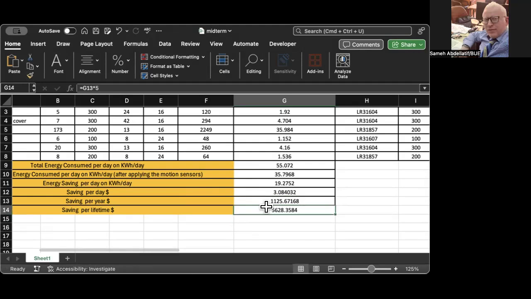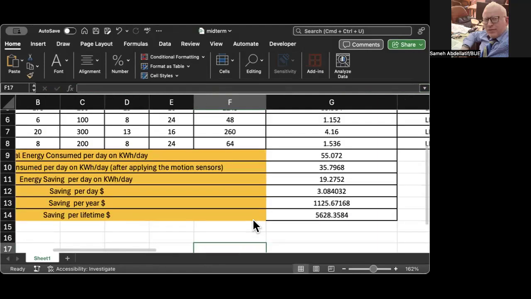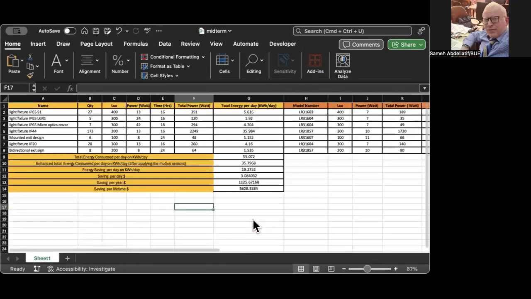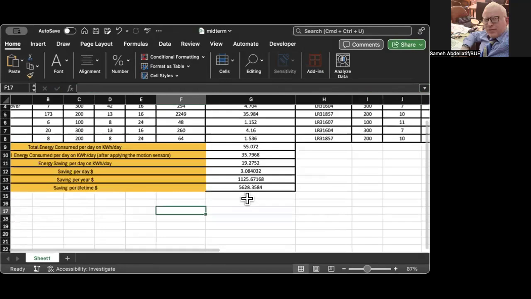which is, I think I made a mistake here. I think so. No, there's no mistake. So, oh yeah, it's $5,628.35 during the lifetime. And let's now calculate the overall cost of this system.